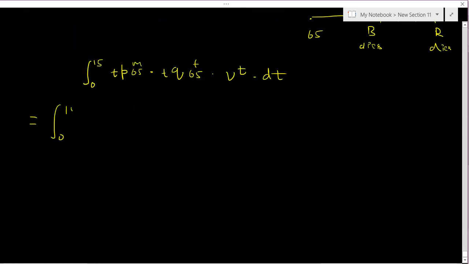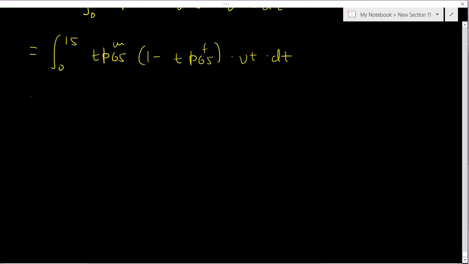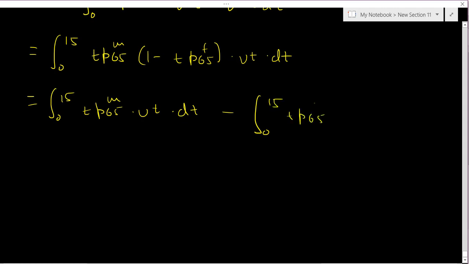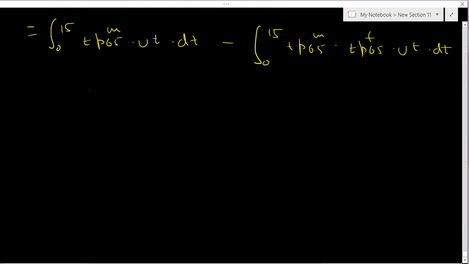To simplify, this is simple. Going from 0 to 15, tp65 male times (1 minus tp65 female) v^t dt. If you expand it, it becomes the integral from 0 to 15 of tp65 male v^t dt, minus the integral from 0 to 15 of tp65 male times tp65 female, times v^t dt. Cool. So this is what we have, and now I can get you the answer.